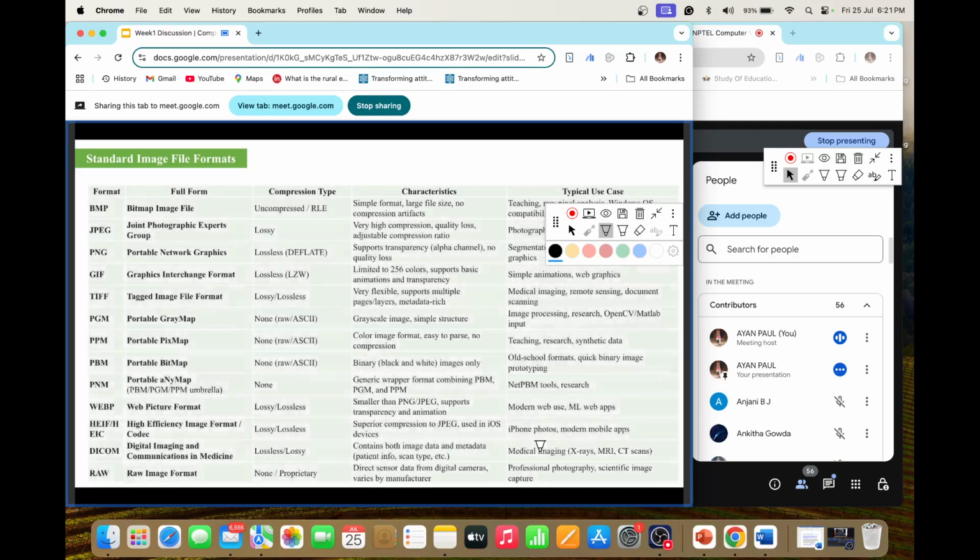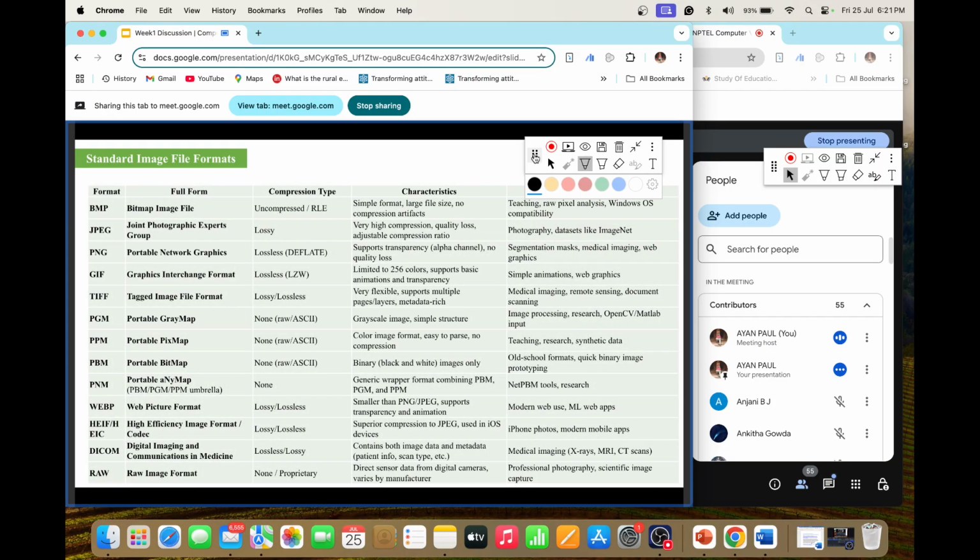Now let's move on to the standard image file formats. I have given this table for your convenience. You have all heard about different formats. JPEG is very common and is used for photography, but you have to understand that it is a compressed quality image. Then PNG is very famous, used for any logo you are making where you want the background to be transparent. For that we generally use the PNG type of image.